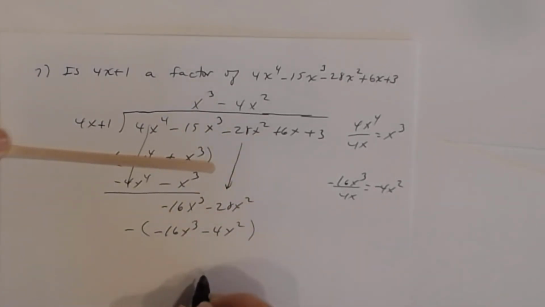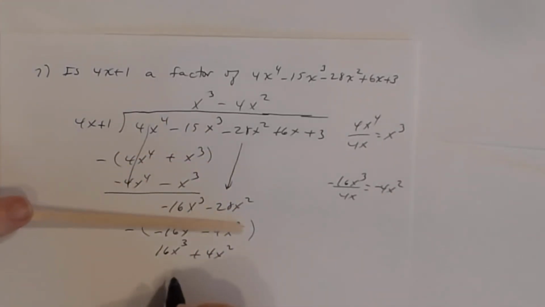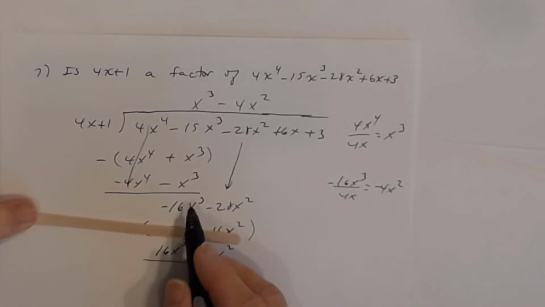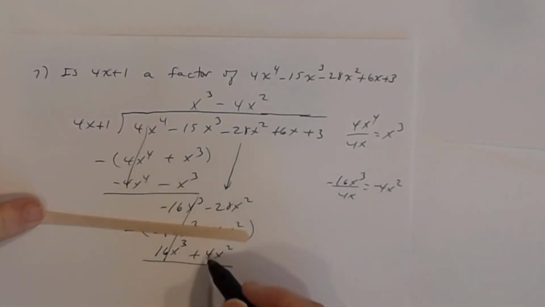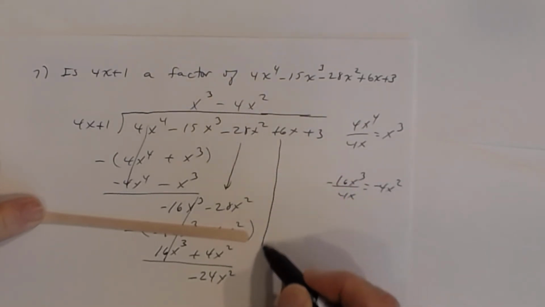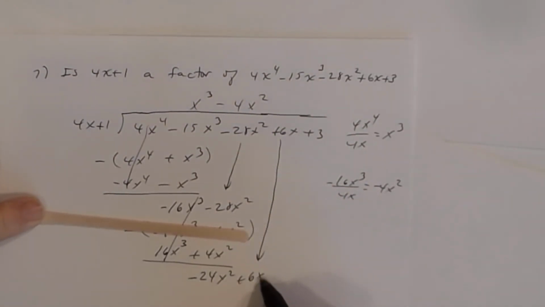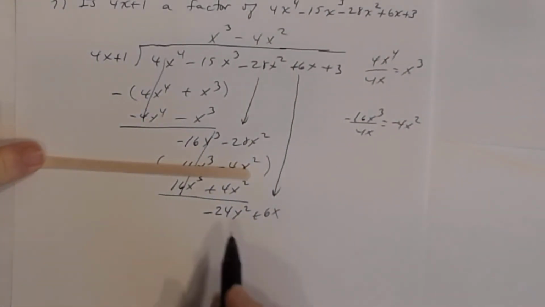Then we subtract. The opposite of negative 16x cubed is 16x cubed, rather. The opposite of negative 4x squared is a positive 4x squared. Then we're going to add those. This is 0. Negative 16x cubed and a positive 16x cubed is 0. A negative 28x squared and a positive 4x squared is a negative 24x squared. Then you bring down the next term, plus 6x. And then you continue on.